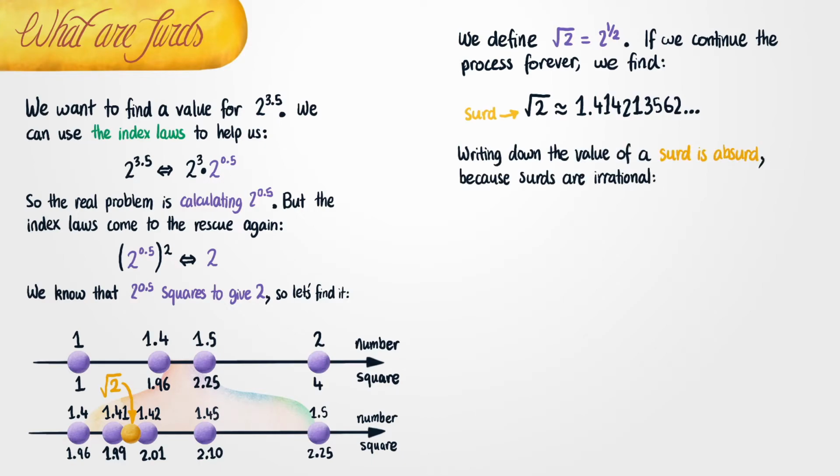To be clear about what I actually mean here, writing down the value of a surd, the exact value, is totally absurd. And that's the reason why we call these things surds. And the reason it's absurd is because surds are the simplest example of what we'd call an irrational number.